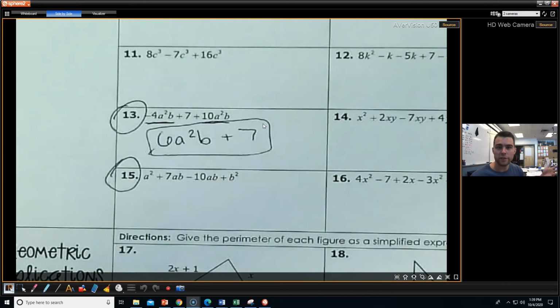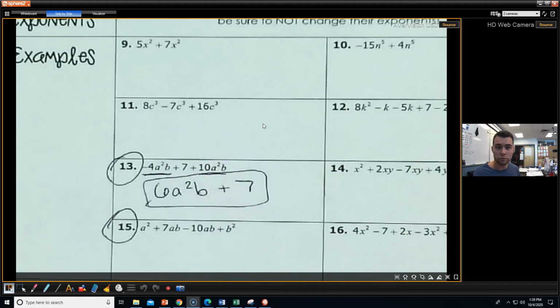Okay? Nothing different than what we were doing before. Now we're just dealing with exponents and realizing that just because they have the same variable, if they have different exponents, that is what makes them unique terms, right? So you can't combine an x squared and an x through addition and subtraction.